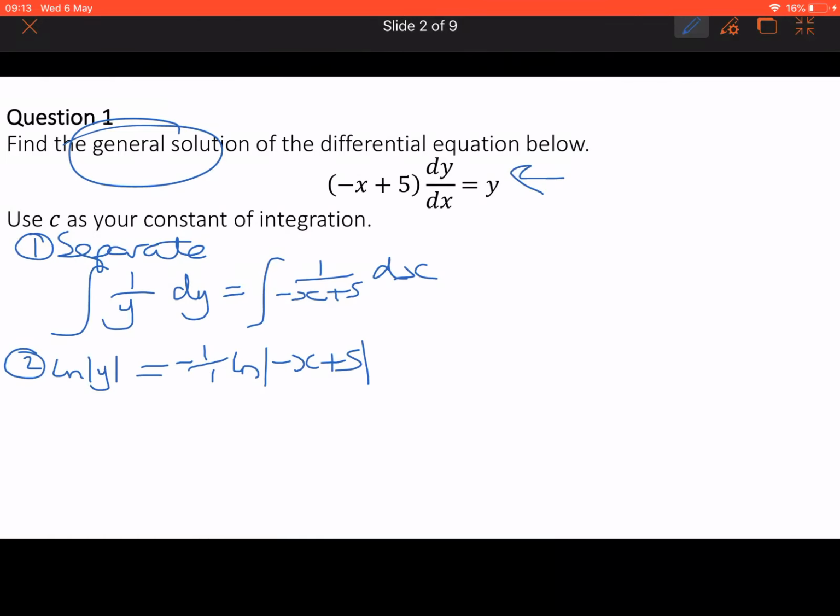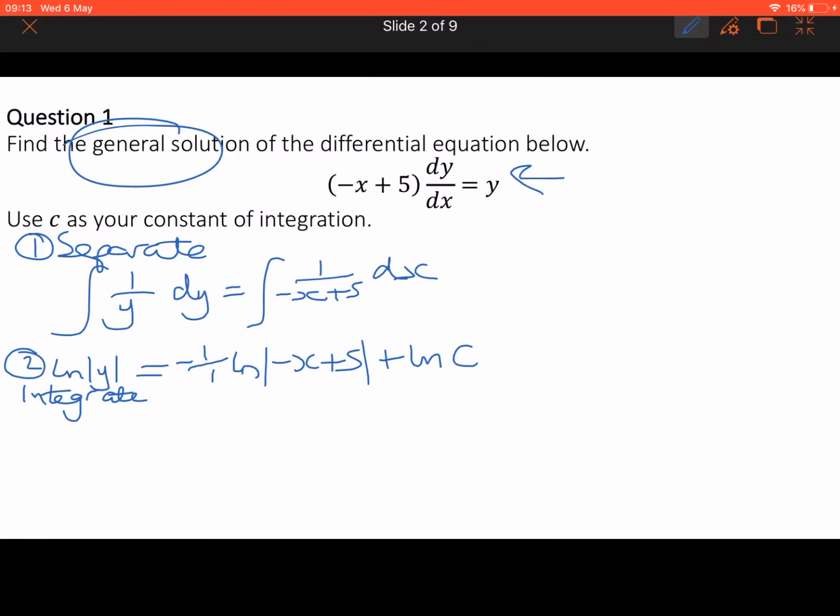Okay, and now we need to look at the constant of integration. It says in the question we need to use c as our constant of integration. I can just put plus c, but we have talked about before how it's much easier to put ln of your constant of integration where possible. Okay, so that is our step 2. I haven't written the word there, but that's our integrate.